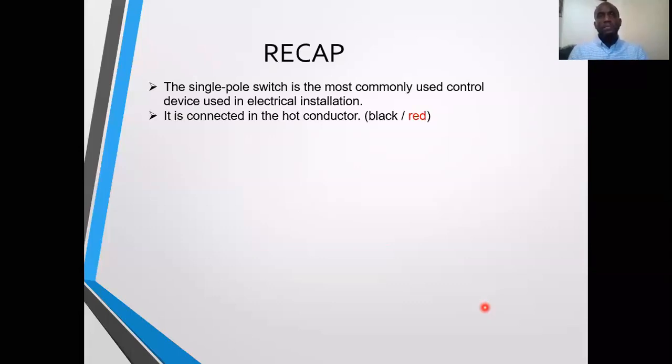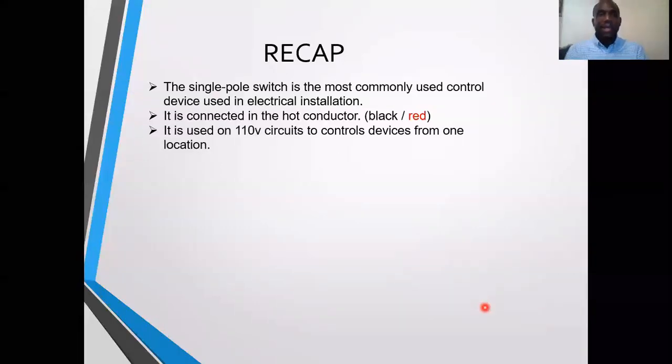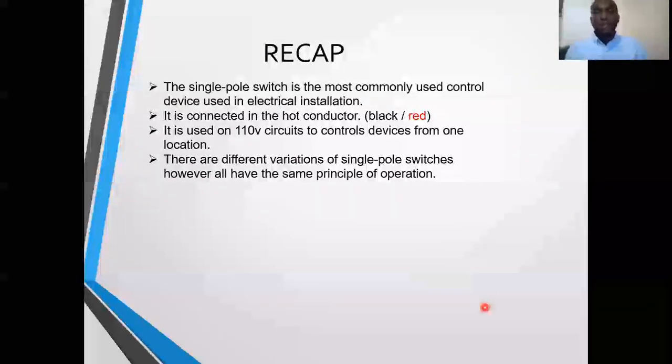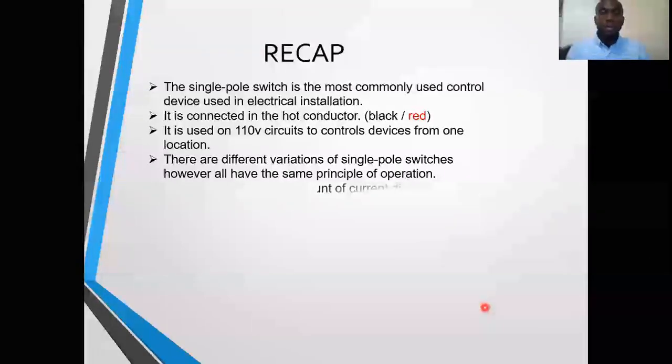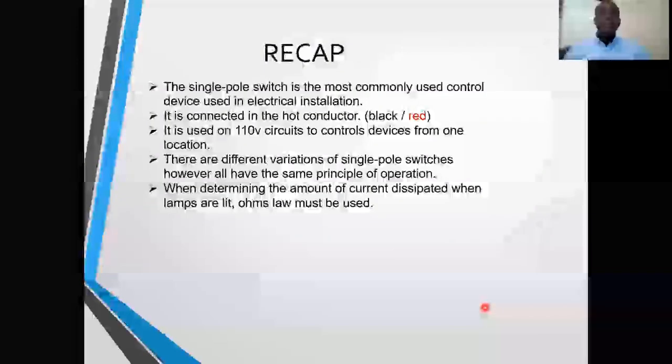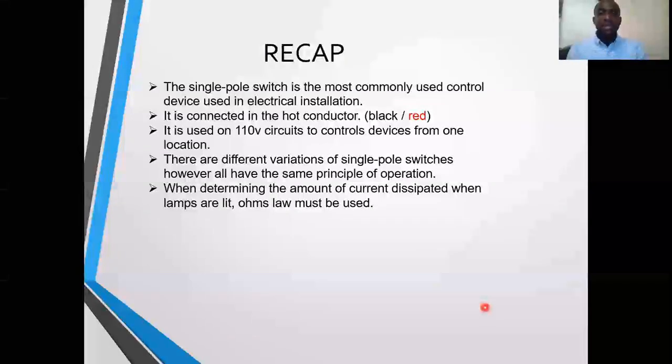Now it's time to recap. What did we learn in today's lesson? The single pole switch is the most commonly used switch. It is the most commonly used control device in electrical installation. It is connected in the hot conductor or the hot line, which is black or red. It is used in 110 volt circuits, a maximum of 125 volts. So anywhere between 110 to 125 volts circuits, the single pole switch is used. And it controls devices or a single device from only one location. There are different variations of the single pole switch, however, all have the same principle of operation.